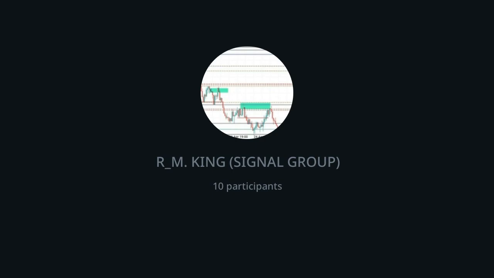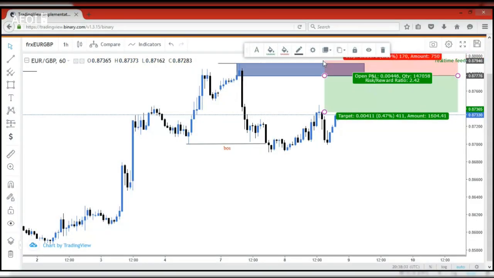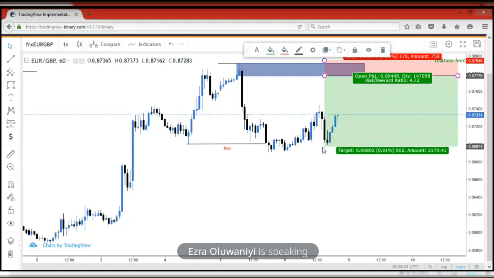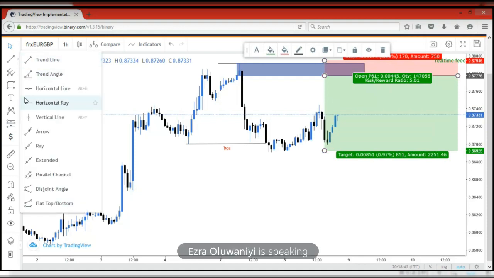From here, my stop loss will be above. So that's where my stop loss will be. And I'll be targeting this place, this low here, as my first TP. That's where my first TP will be.